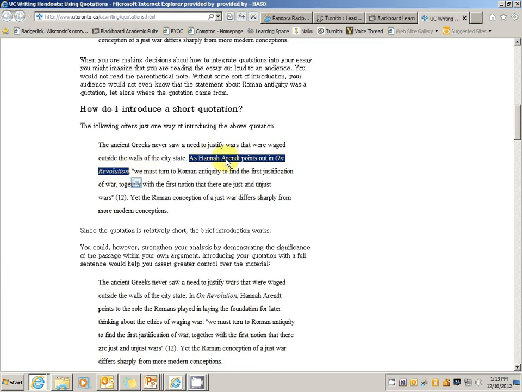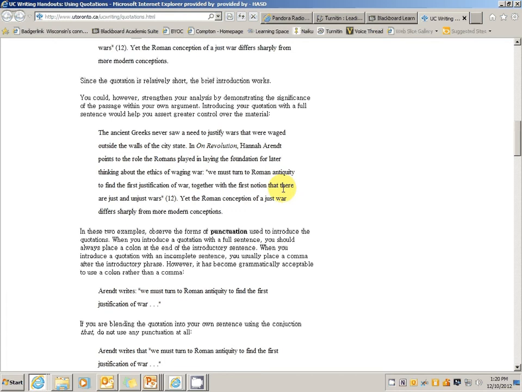Because they have Hannah Arendt's name here, they only have to have the page number in the parenthetical citation instead of having Arendt space 12. So that's why the citation looks a little bit different. So introducing that quote, instead of just saying, the ancient Greeks never saw a need to justify wars that were waged outside the walls of the city-state, we must turn to Roman antiquity to find the first justification. That would be a little strange to just plop the direct quote in there. So we identify and introduce the quote first. So I want you to take a look at your quotations and try to introduce them.